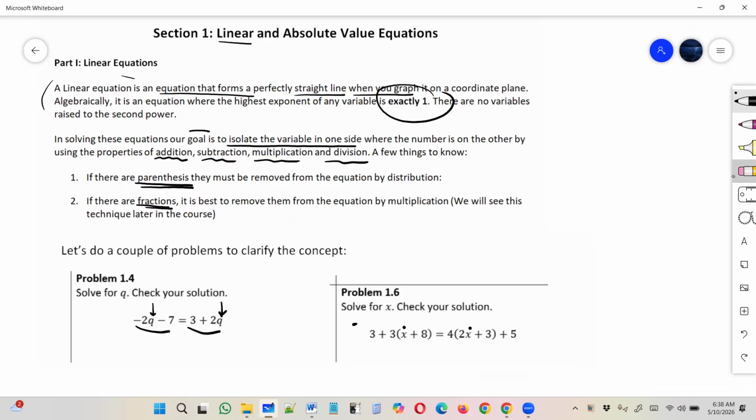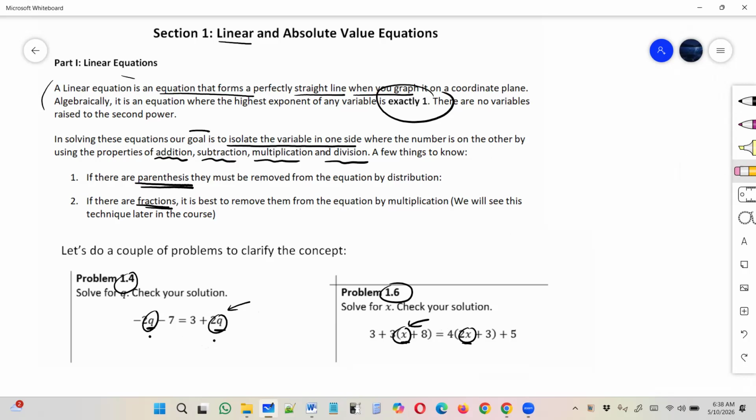Now, it's also important to notice the following thing. A linear equation, as you can see in 1.4 and 1.6, is an equation where you have just a single variable. Here we have a q, and here we have an x. So I can only have a single variable here. I can have multiple occurrences of the same variable, but only one variable. So if the problem involves q, you can only have q. If the problem involves a variable x, then you can only have x.